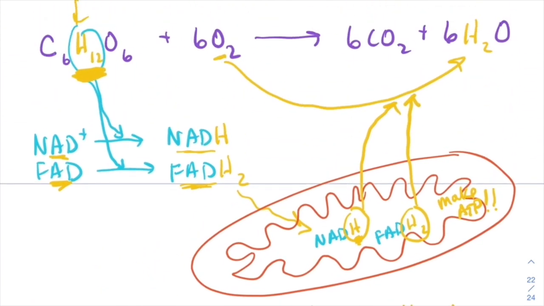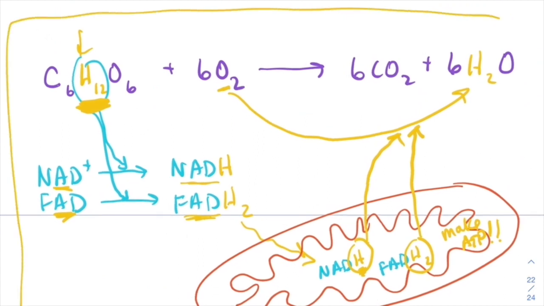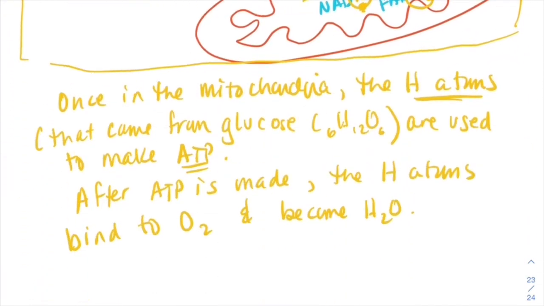So that's our little story here, and it's pretty much summarized by all this right here. And again, NAD and FAD over here on the left, they don't rip all 12 of those hydrogens out at once. It happens little by little by little. And that happens through several processes.